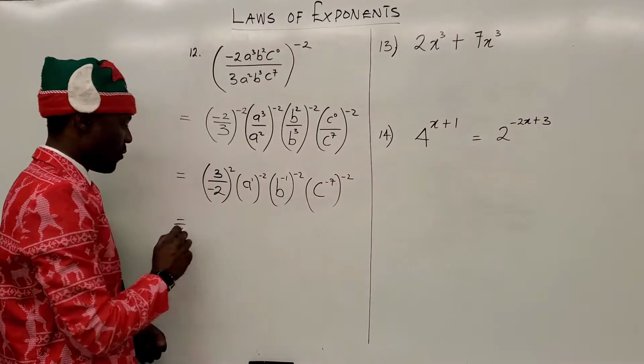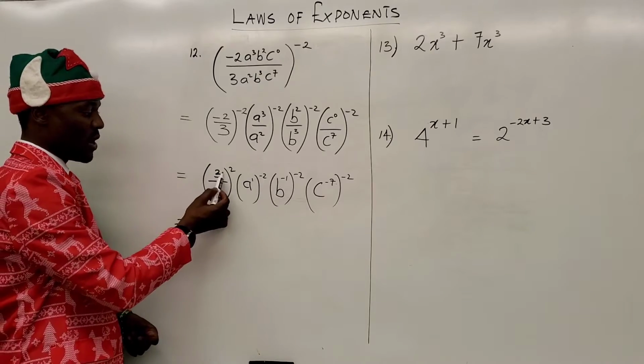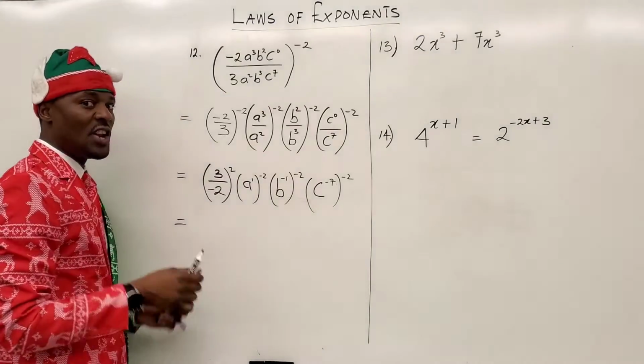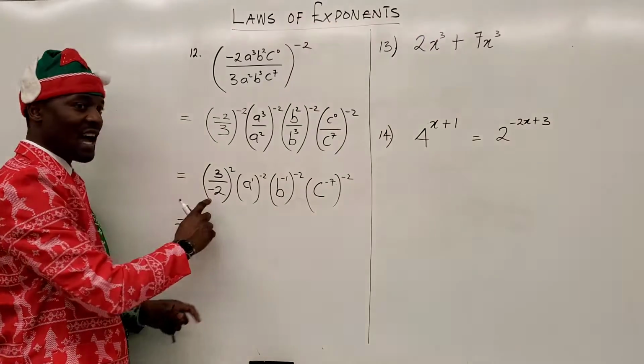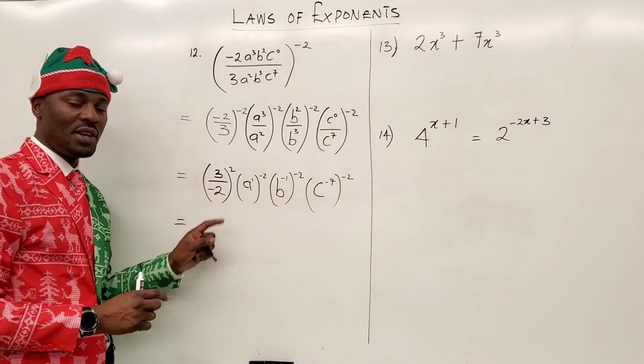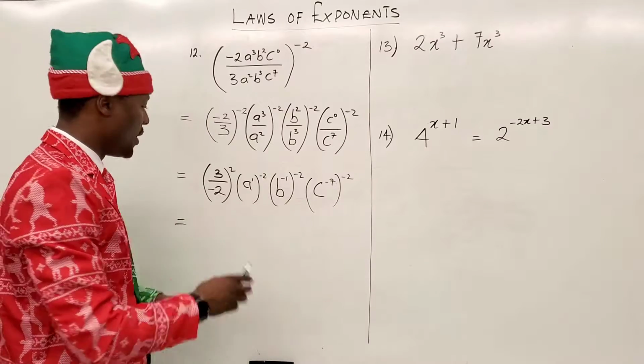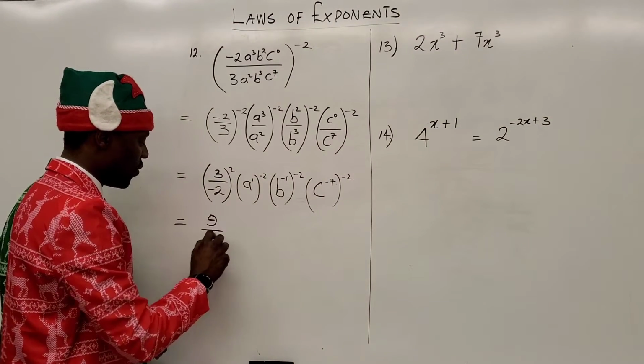Okay? Now we move on to the next one. When I square 3, 3 squared is 9. Negative 2 squared is 4, not negative 4. So the negative sign will now disappear because negative 2 times negative 2 is positive 4. So this is going to give me 9 over 4.